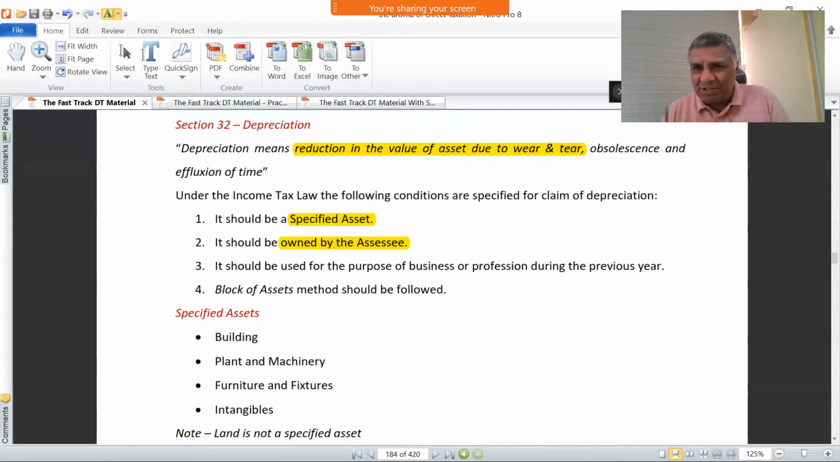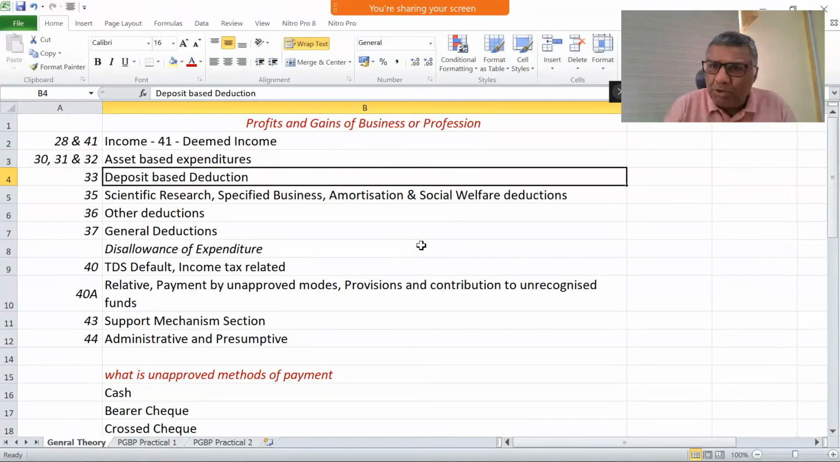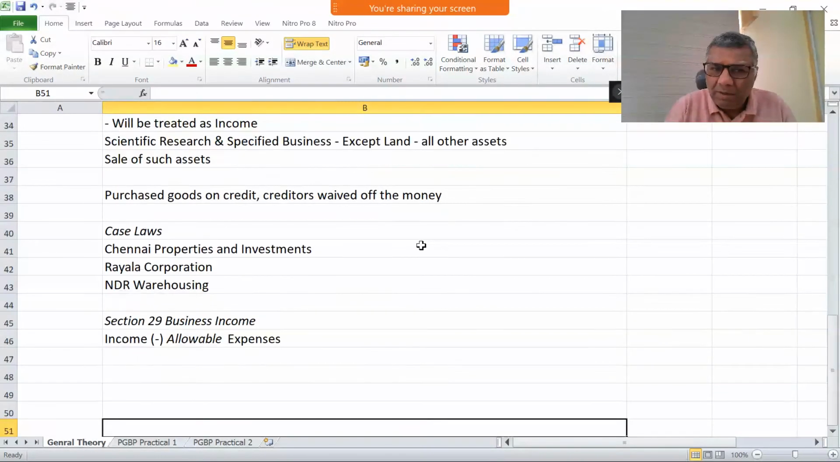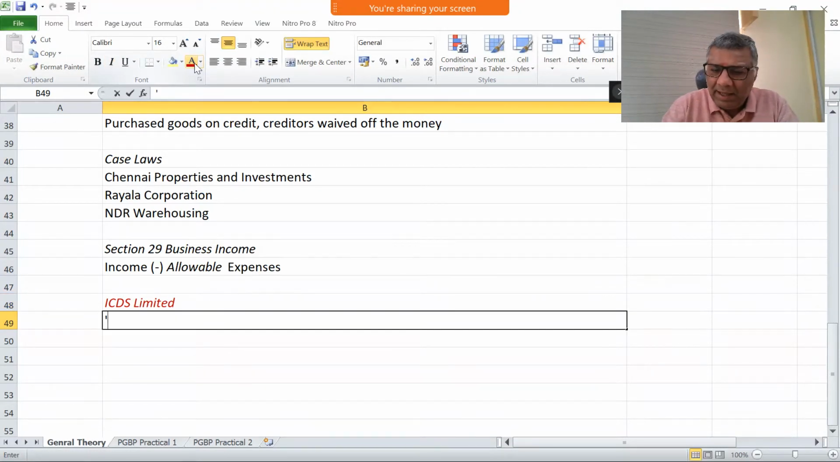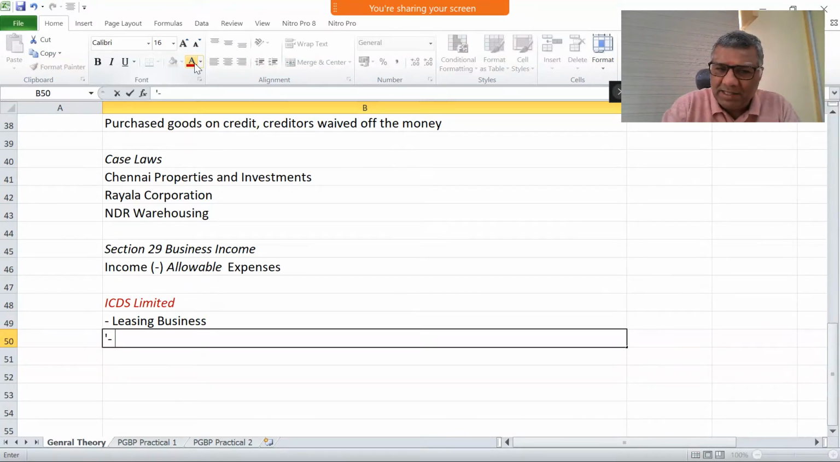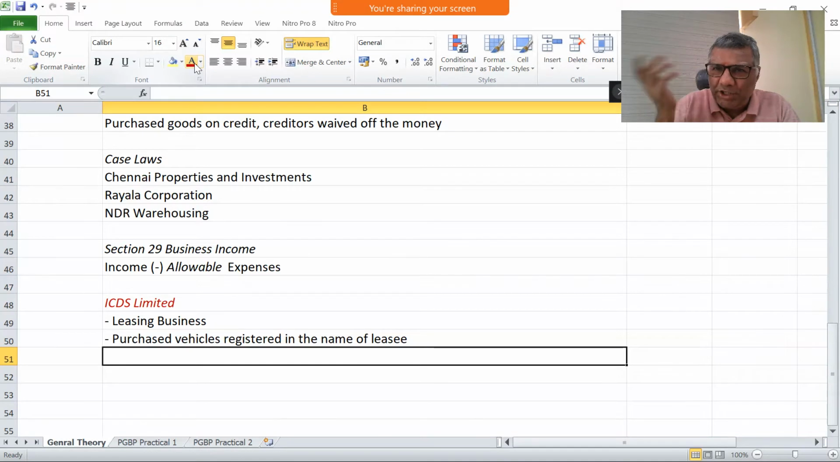But there came a case which went up to Supreme Court to get the clarity, which is very simple. ICDS Limited. Company is in leasing business. And in leasing business, purchased vehicles registered in the name of lessee itself, because ultimately he is going to take the vehicle on payment of final charges. Got lease rent from the lessee.